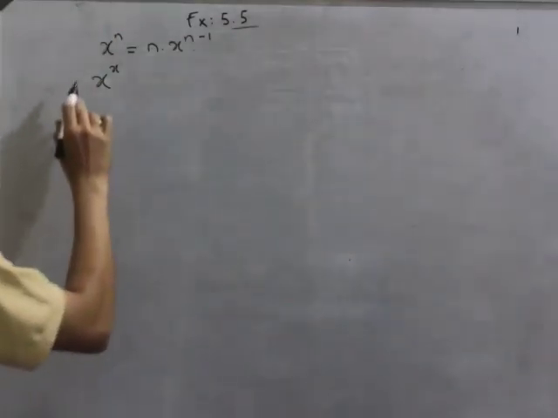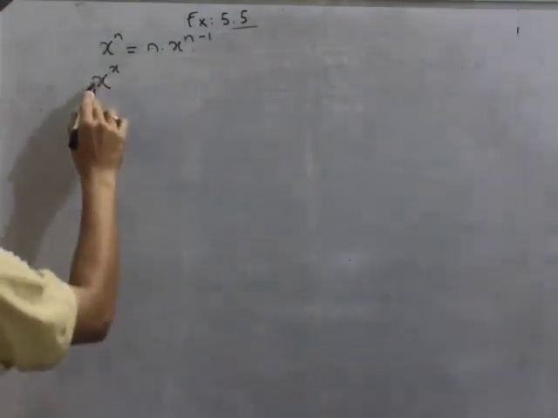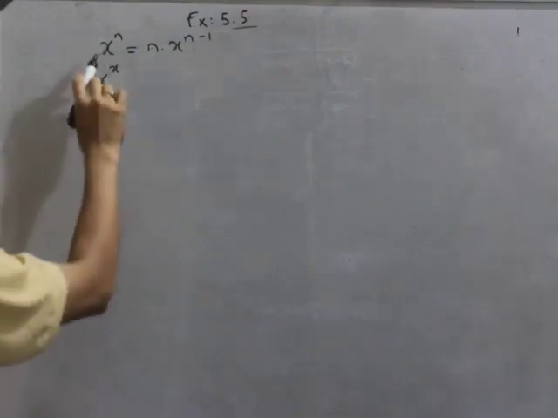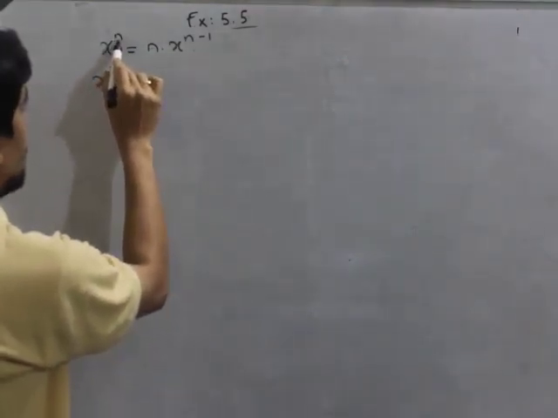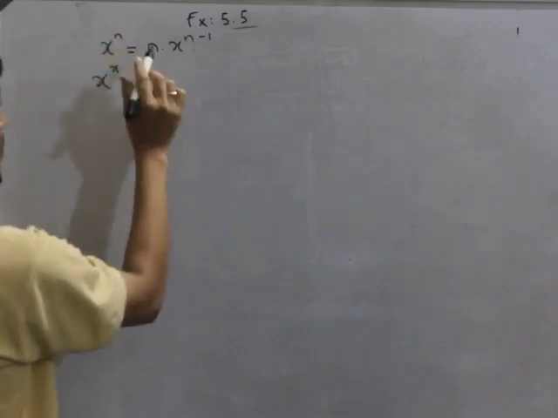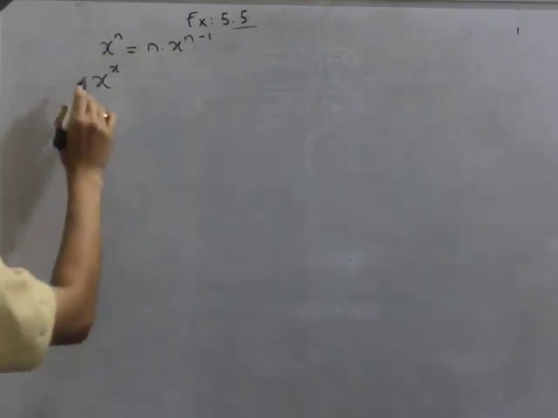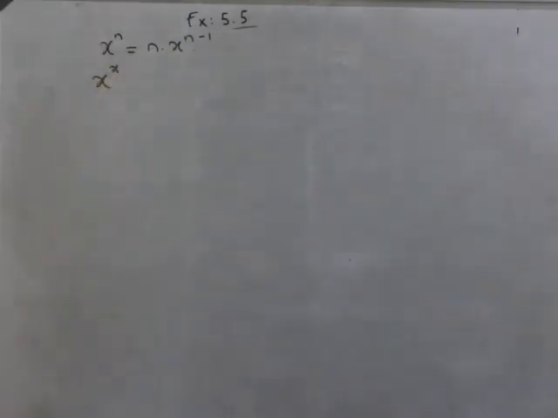If we have any function in the form of x to the power of x, we will read it as function to the power of function. In this case it was function to the power of a constant. So for function to the power of constant, we have this formula n into x raised to n minus 1. This is function to the power of function. How to solve this?